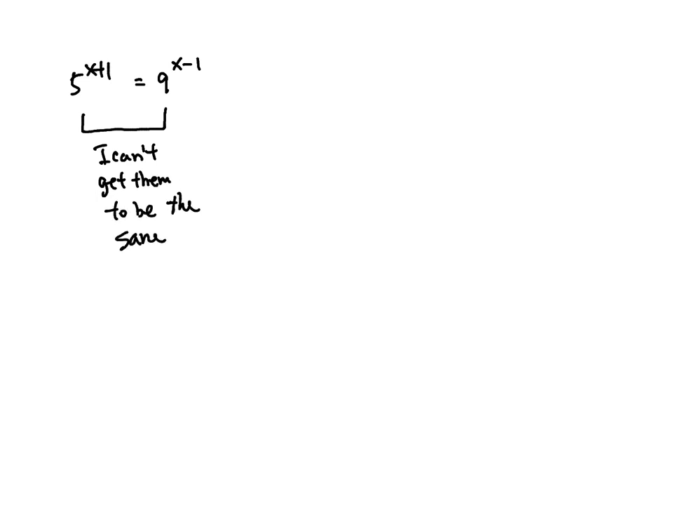This problem right here, you have 5 to the x plus 1 equal 9 to the x minus 1. And notice, I can't make the 5 and 9 into the same base. So this one won't be as easy as the first set of questions. So what we're going to do is we're still going to take a log of both sides.